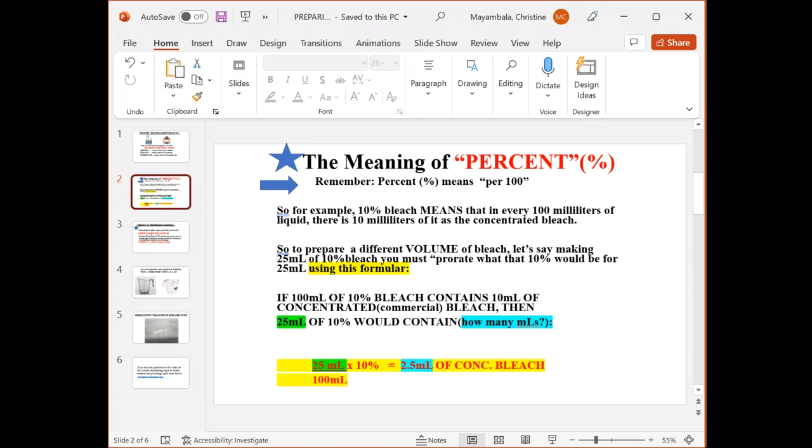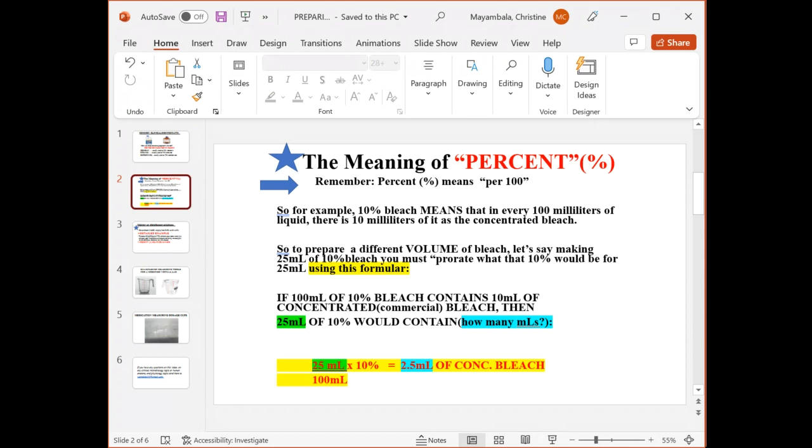Now, when we're talking about preparing a total volume of 100 milliliters, it's usually easy because if you say 10% something, it means 10 plus 90. Or if it's 70% of something, it means 70 plus 30 to make a total of 100.